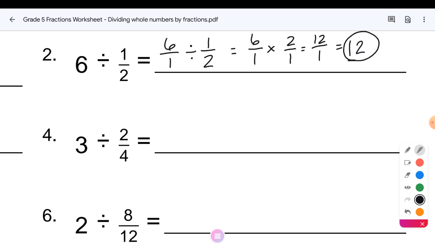Let's do number 4. Sophie, help me with my first step. What do I have to do first to divide fractions? You have to change 3 into a fraction. Yeah, I have to have 2 fractions first. So we'll start with making this a 3 over 1 divided by 2/4. And notice, am I changing or flipping anything in that step? No, do one thing at a time. It'll prevent you from making goofy mistakes.